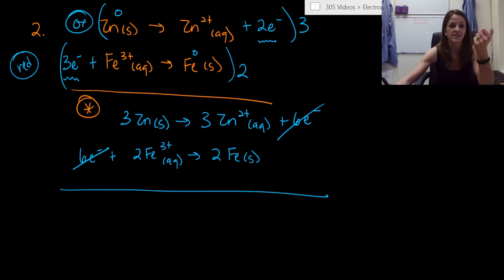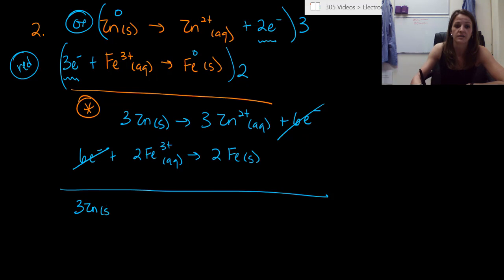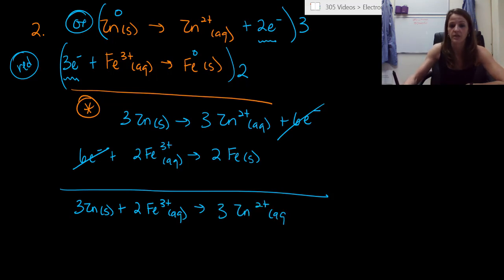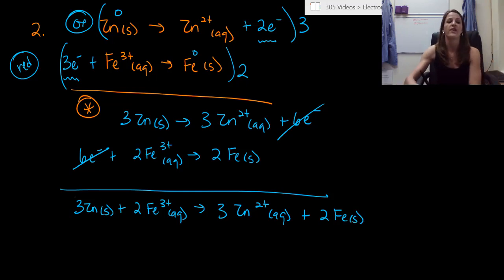Now I look: zinc 0, zinc 2+, not the same thing. Iron 3+, iron 0, not the same thing. So what we do is we bring everything down here. We have 3 zinc solid plus 2 iron 3+ aqueous goes to 3 zinc 2+ aqueous plus 2 iron solid. Beautiful. This is your final answer. That is the correct answer.